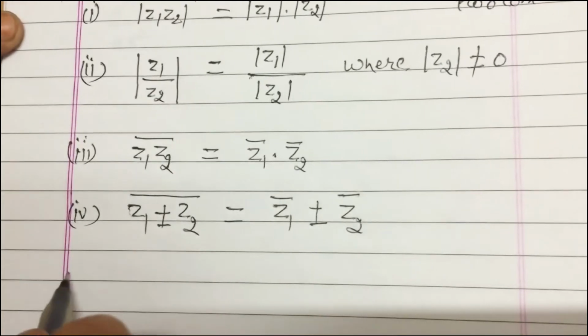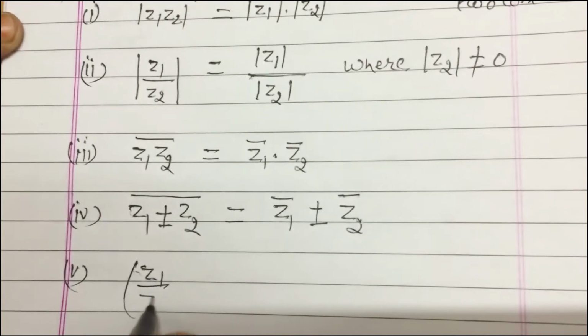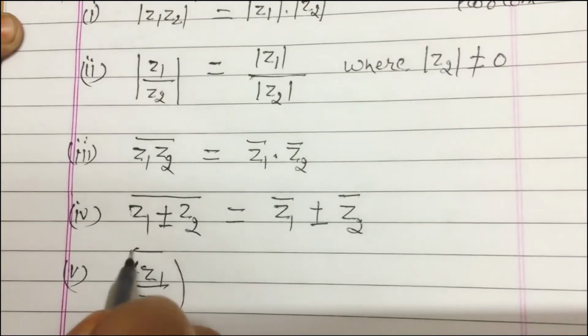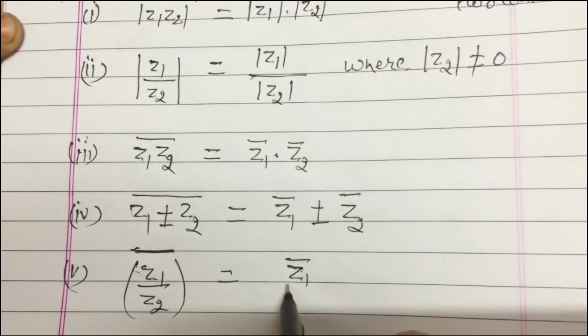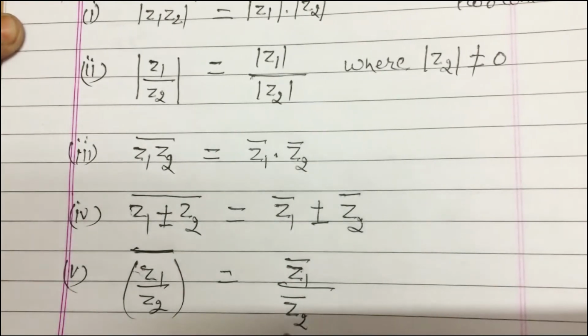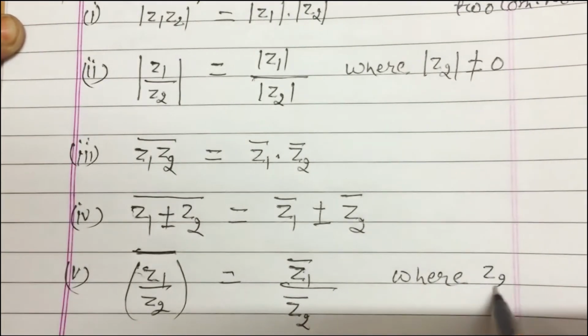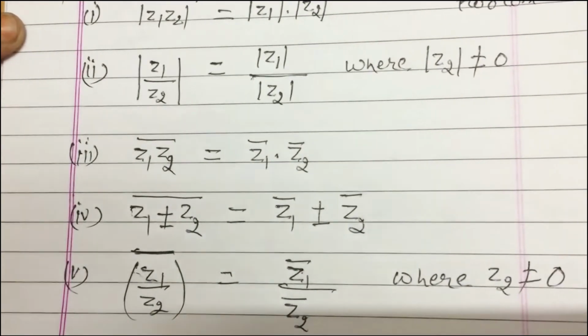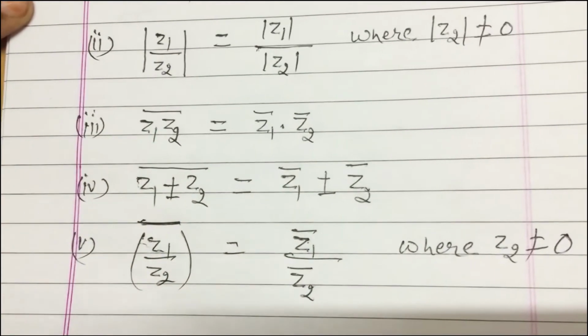Now move ahead. Next it is z1 by z2 whole bar, meaning conjugate. So it is z1 bar divided by z2 bar. Take the conjugate of numerator and denominator separately, where z2 is not equal to 0, otherwise it will be undefined. And now let's start the next concept.